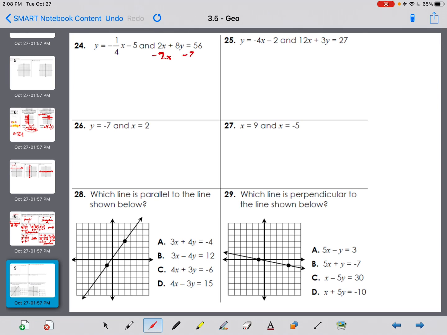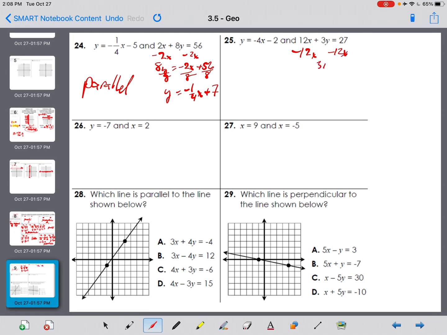All right, 24. First one's already done for us. We just have to move the second, so subtract that 2x. 8y equals negative 2x plus 56, divided by 8. y equals negative 1/4 x plus 7. They're the same, so parallel.